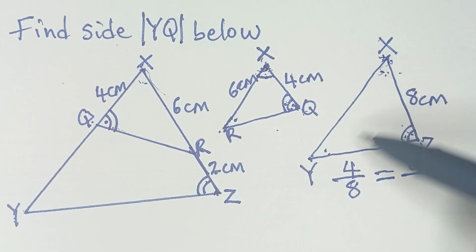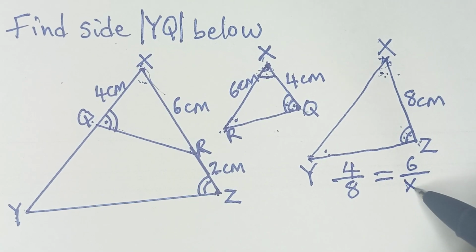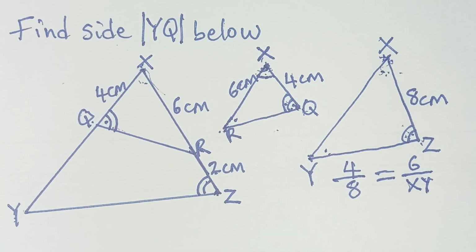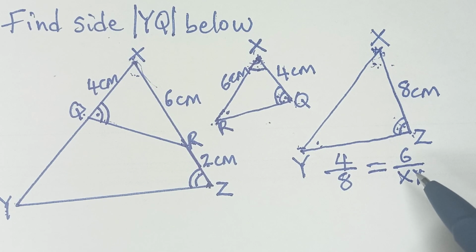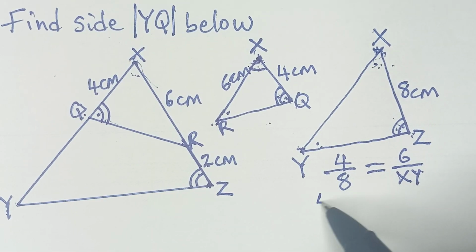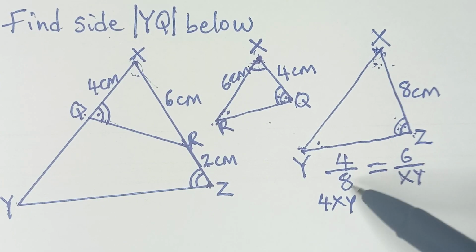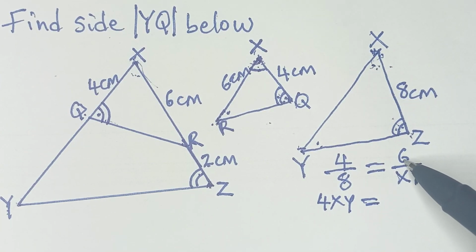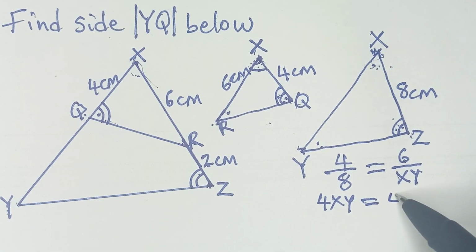So this side now, which is 6, over the corresponding side, which is X, let me call it XY. So let's call this side XY. So now you agree with me that when we cross multiply, this 4 multiplies the XY. So I'm going to say 4XY is equal to 8 multiplied by 6. 8 multiplied by 6 is going to give me 48.